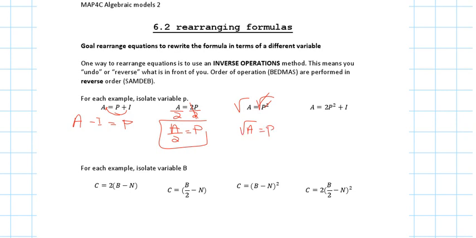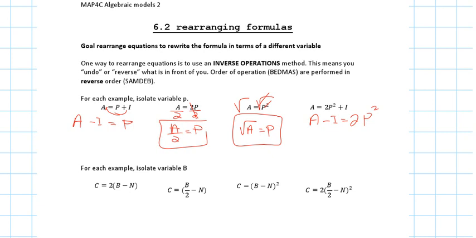How about my last equation? Okay, so we're going to have to do this step by step. First thing you want to get rid of is that number or letter that's by itself, right? So you're going to bring that I over. It's going to become A minus I equals 2P squared. The 2 is going to be divided by 2. And then you're going to do the square root.